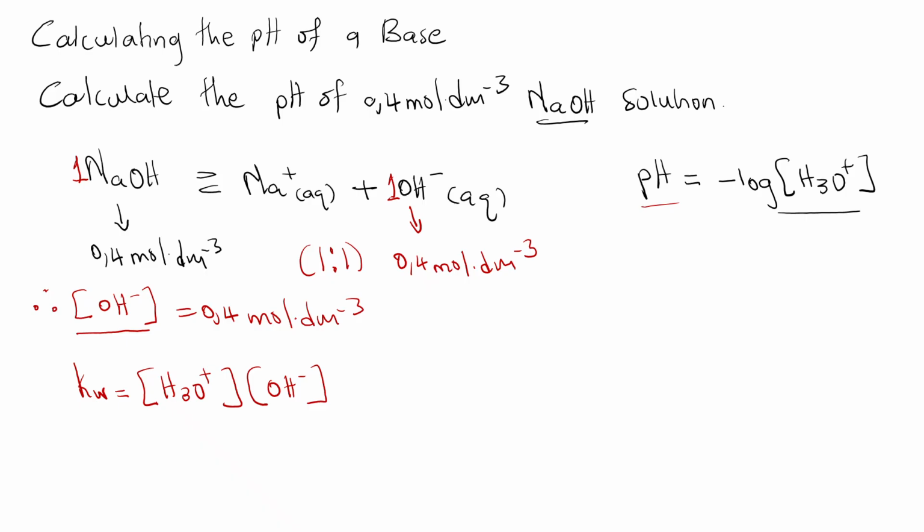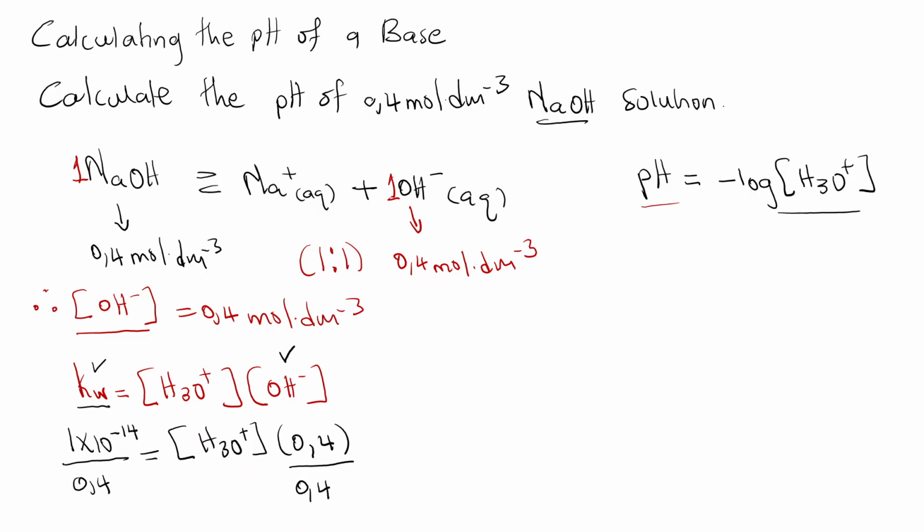Ladies and gents, remember that the KW is always given. So KW, the ionization constant of water, we know is 1 multiplied by 10 to the power negative 14. We equate this to the H3O plus, which is what we are looking for, multiplied by the concentration of OH, which we have as 0.4. We can make the hydronium ion the subject of the formula by dividing both sides by 0.4.